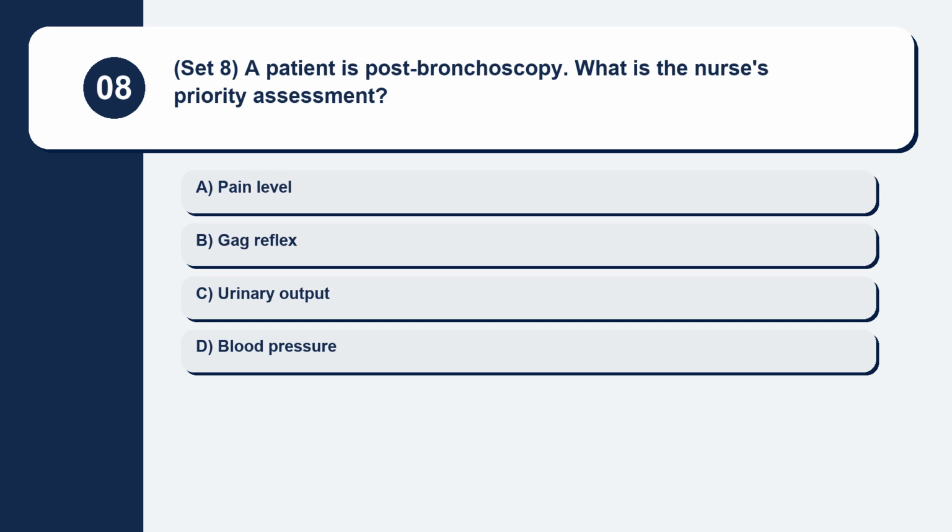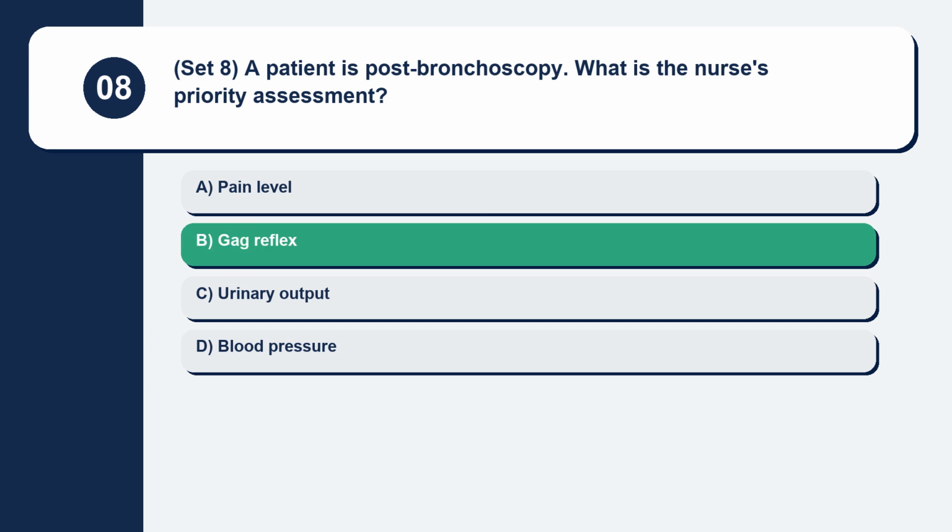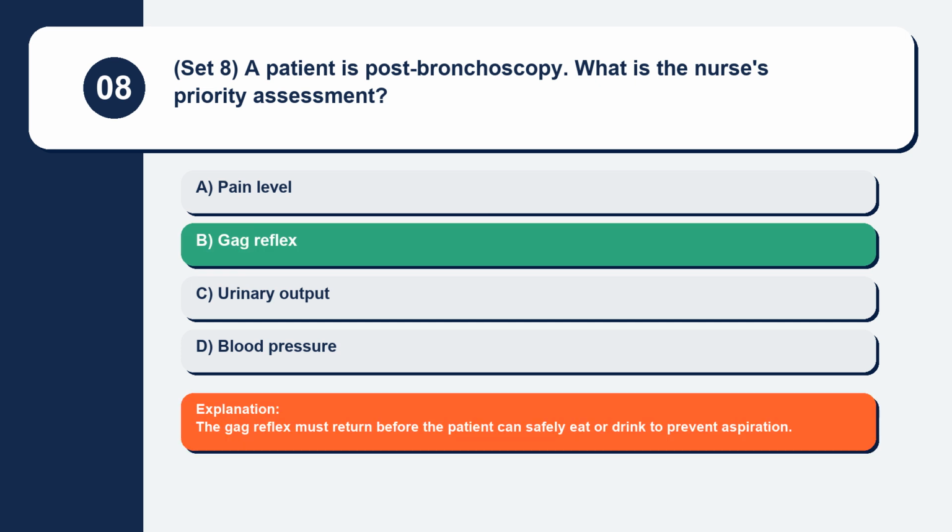Question 8. Set 8. A patient is post-bronchoscopy. What is the nurse's priority assessment? Pain level, gag reflex, urinary output, blood pressure. The gag reflex must return before the patient can safely eat or drink to prevent aspiration.